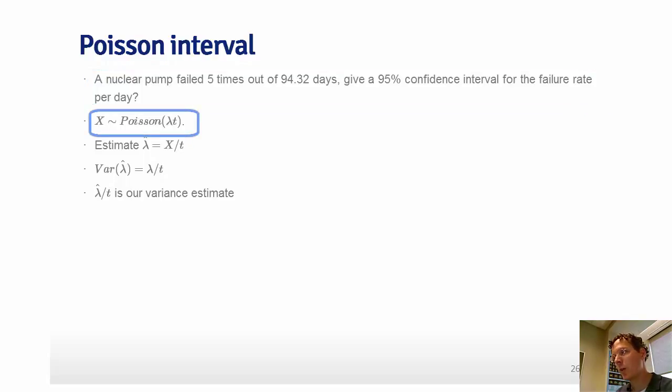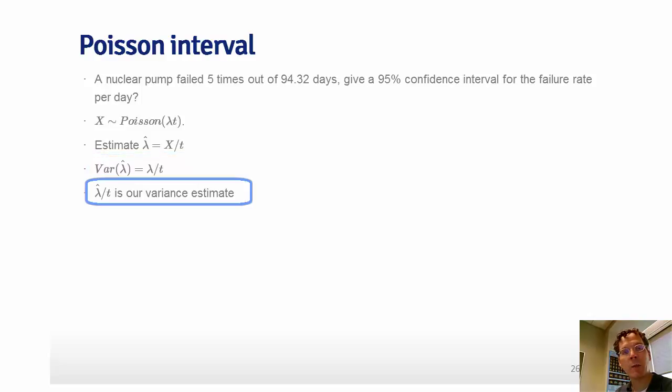So I'm going to assume that my number of failures is Poisson with failure rate lambda and t being the number of days. So my estimate of the failure rate is the number of failures divided by the total monitoring time. The variance of this estimate turns out to be lambda over t, so that lambda hat over t is our empirical variance estimate.